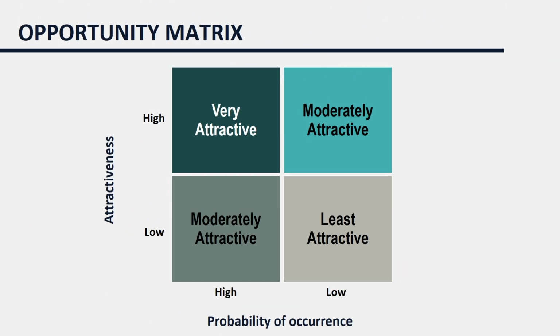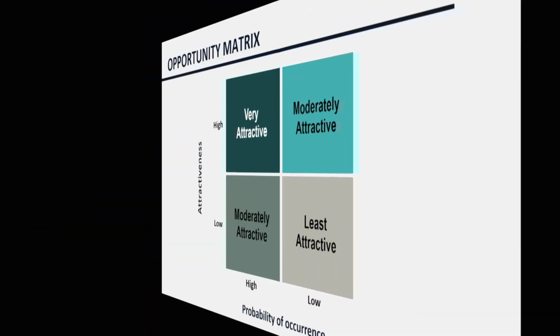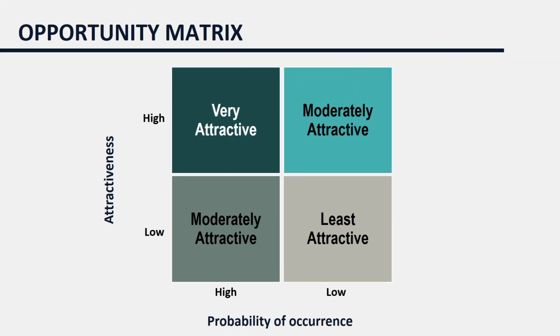So, normally we make a matrix of opportunity. If you see, on the y axis we have the attractiveness of the opportunity, on the x axis we have the probability of occurrence. If the opportunity is highly attractive, and the probability is also very high, then it is a very attractive opportunity and this can be exploited. If the opportunity is not that attractive, it is low attractive, but the probability of occurrence is also very high, then it is moderately attractive, it can still be exploited.